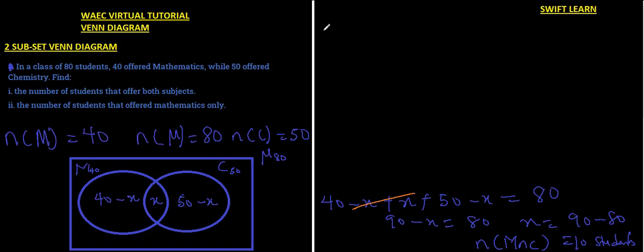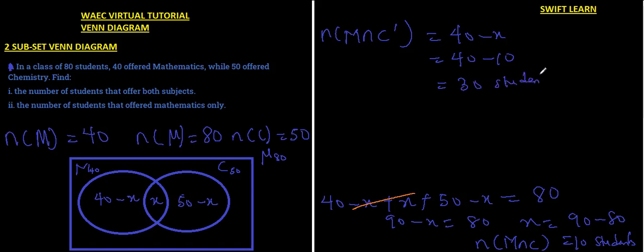The set notation of it is maths complement of what? C prime. It means maths only, which is what? 40 minus x. And what is your x? Your x is 10. So those that offered maths only are what? 30 students.